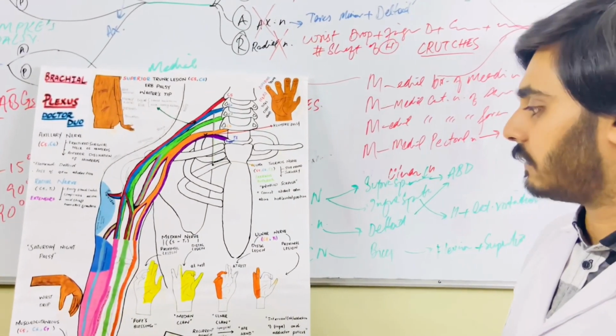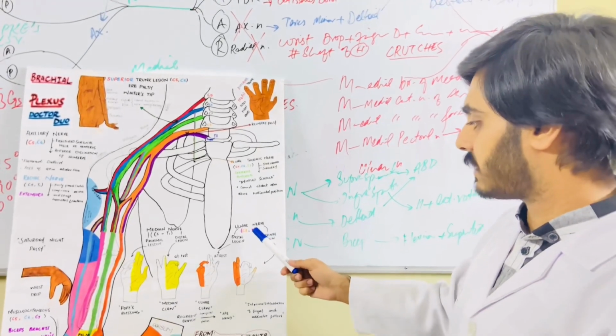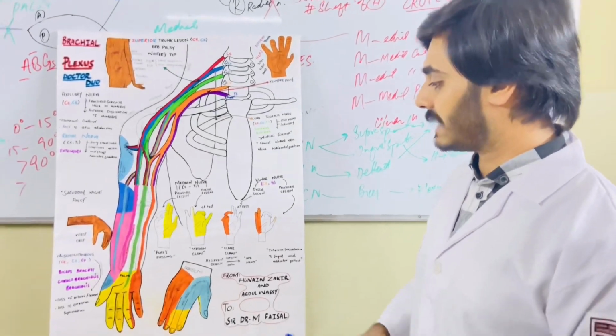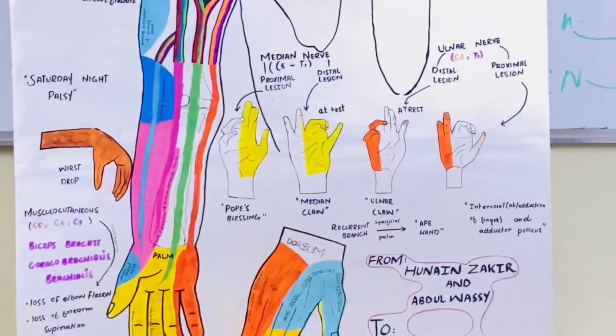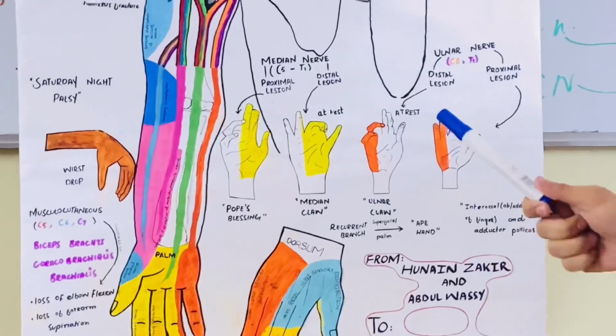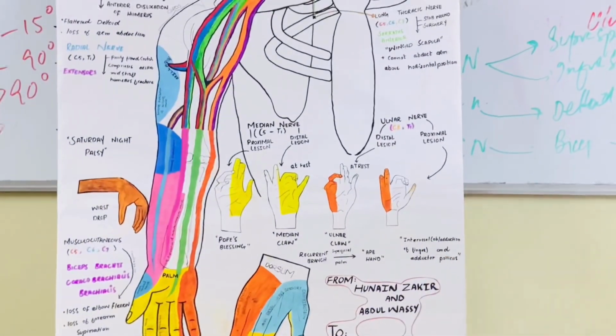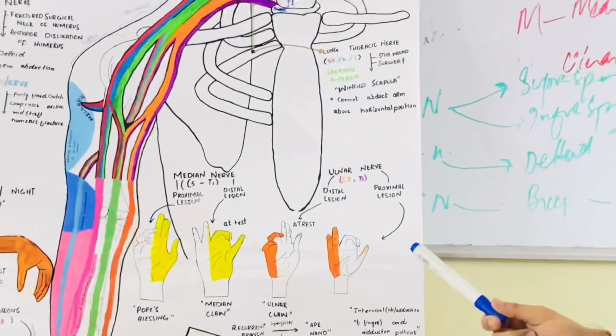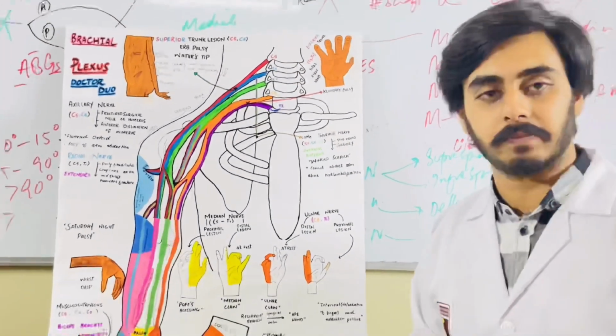Median nerve at the level of C5 to T1, ulnar nerve at the level of C8 and T1. We have proximal lesions and distal lesions. In the proximal lesion we have Pope's blessing, and in the distal lesion at rest we have the median claw. Same here, ulnar nerve at the level of C8, T1. In the distal lesion we have the ulnar claw.